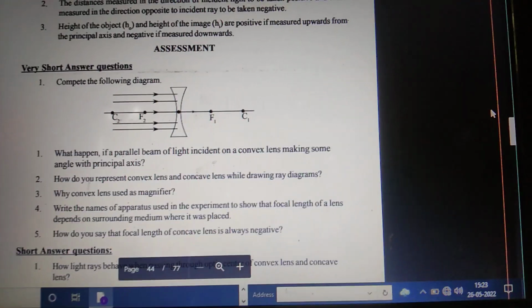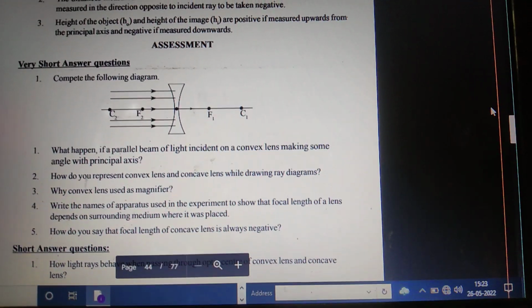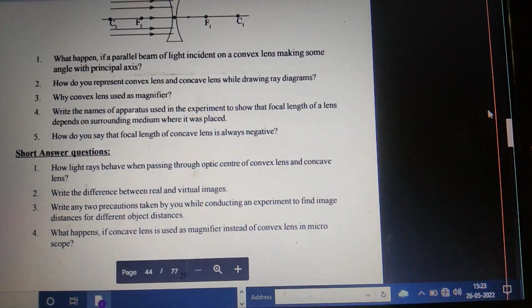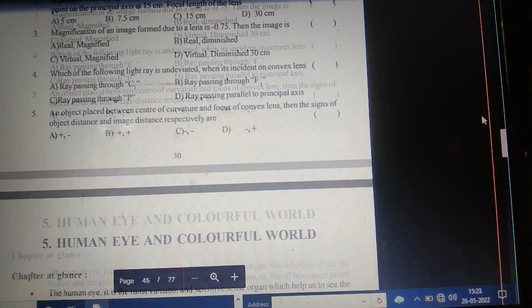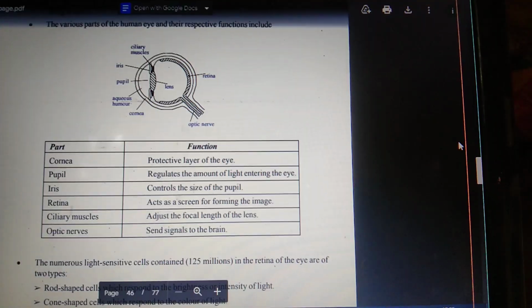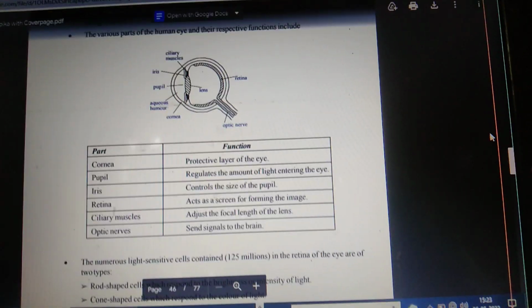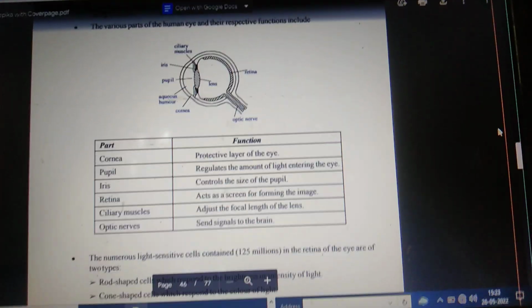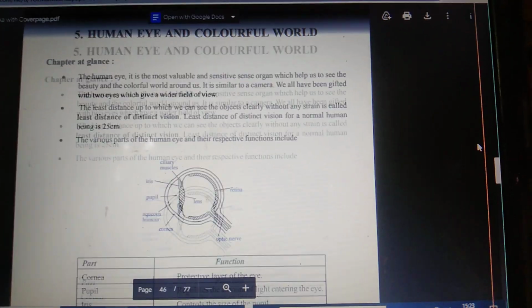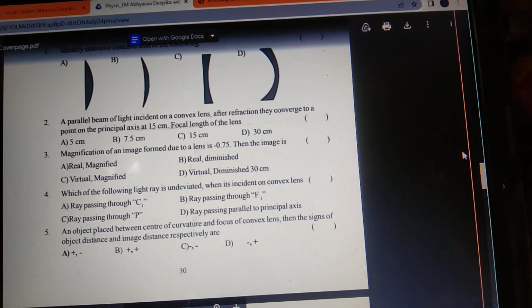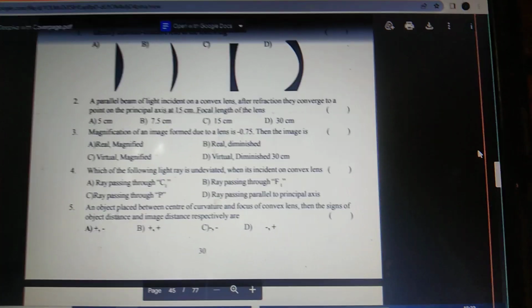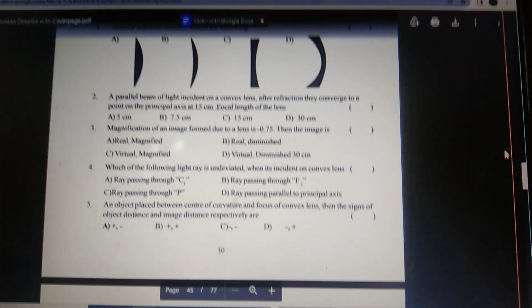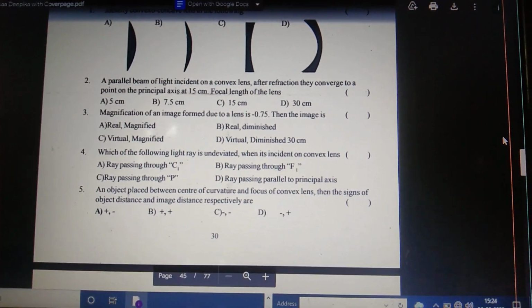Children, these are the important very short answer questions. You can take a screenshot so that you can study later. Why waste time? Okay, children? Yes. These are the important questions from chapter number 1 and chapter number 4, that is reflection of light at curved surfaces and refraction of light at curved surfaces. If you read all these questions, children, more than enough, you will easily get 24 marks.